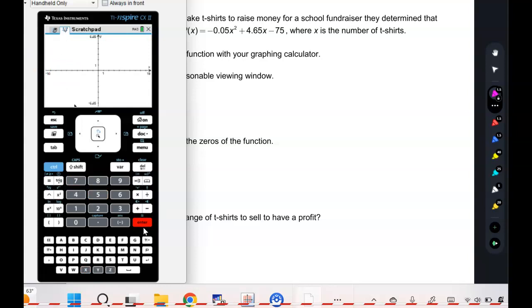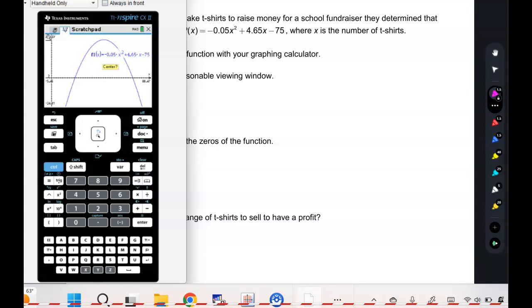Okay, when I press graph, what happens? It graphs it, but you have to zoom out. You have to find a reasonable view. So what do you think? I'll just zoom out, so much easier. Okay, there we go. That looks okay.